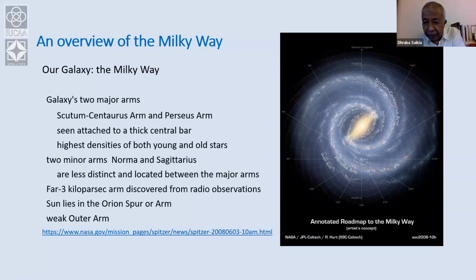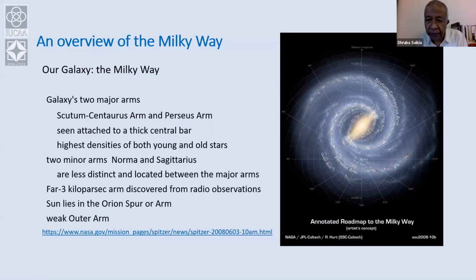And the sun lies over here, where's my cursor gone? Here, in what is known as the Orion Spur. Sometimes it's called the Orion arm as well. And there's a weak outer arm as well. Now, these have been put together by looking at the distribution of stars and pulsars.